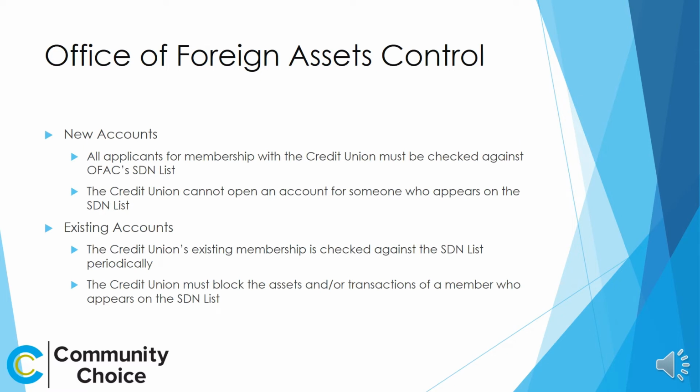Prior to opening a new account, the credit union will check the applicant against the OFAC SDN list. If he or she is a match, Community Choice is prohibited from opening the account. In addition, the credit union's existing membership is checked against OFAC's SDN list periodically. The credit union must block the assets and/or transactions of a member who appears on the SDN list.